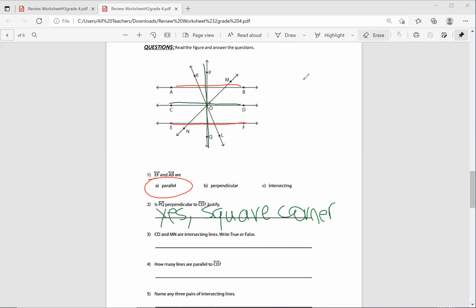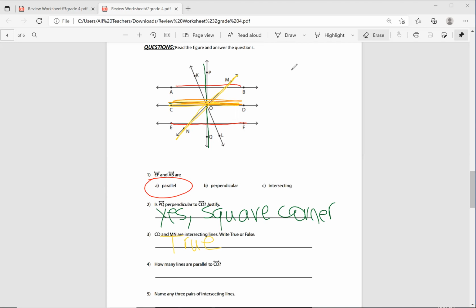Now they are telling us that CD and MN are intersecting. Is this true? It's true, of course, because they cross each other. And now the question is, how many lines are parallel to CD?